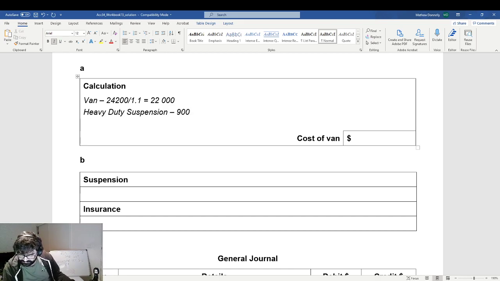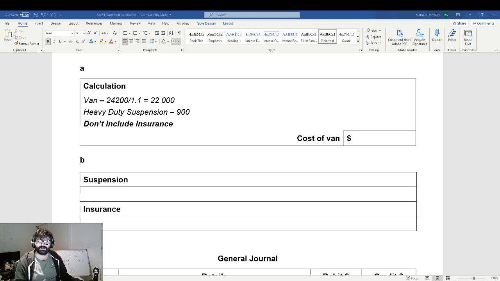And after that, we've got the insurance. Now, we don't include the insurance, and I'll explain why in B. But essentially, we would include the suspension because it's going to make the vehicle more likely to be sold, whereas the insurance is an expense. So if we put that together, we see that the total sum is 22,900.